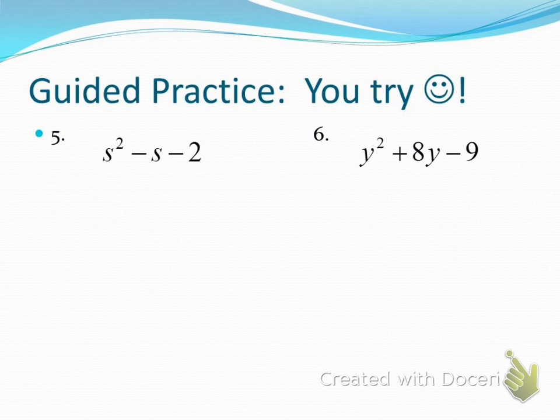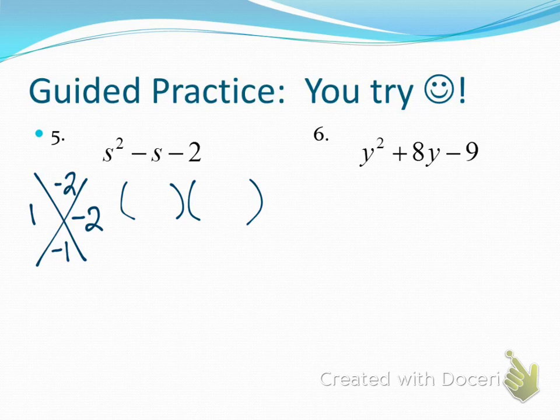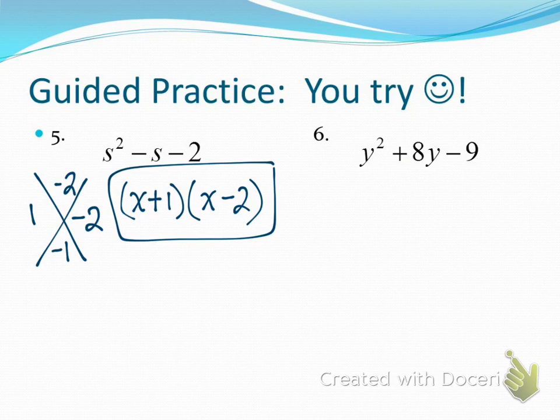Oh, good. Okay. Number 5, I need a new volunteer to set up my X. Natalie? Negative 2 on the top, negative 1 on the bottom, 1 and negative 2 on the side. Okay, so if we multiply those, they multiply to negative 2. If we add them, the sum is negative 1. So I would agree that that completes my magic X. Natalie, how did you use that to make an answer? Good. X plus 1, X minus 2. Questions, concerns about number 5?